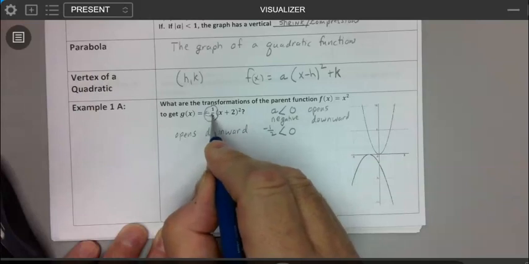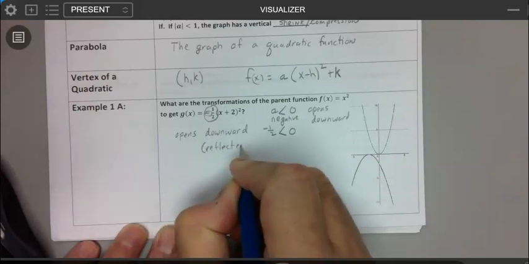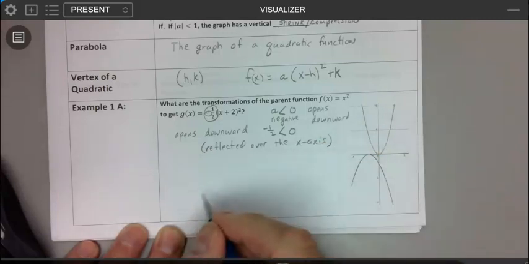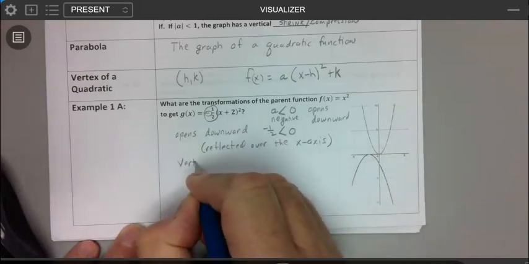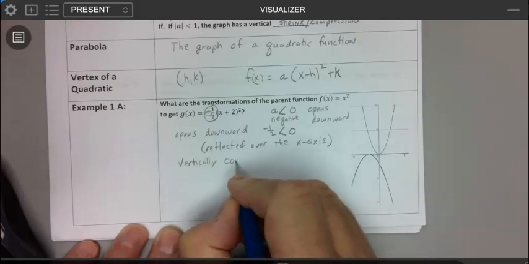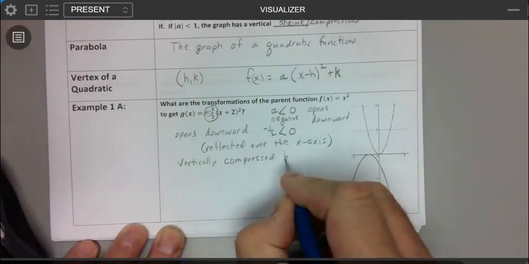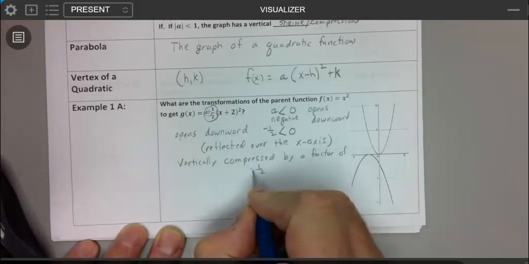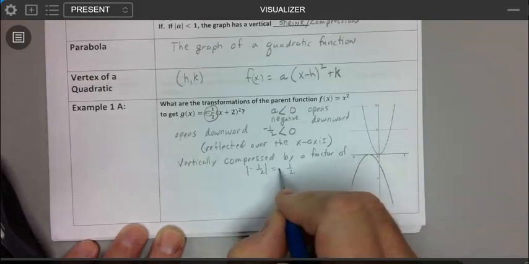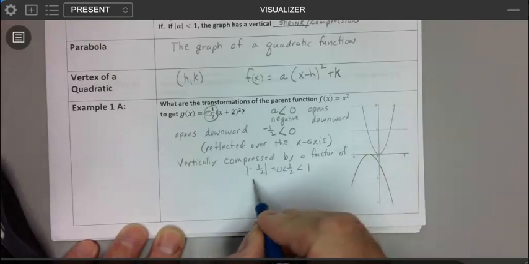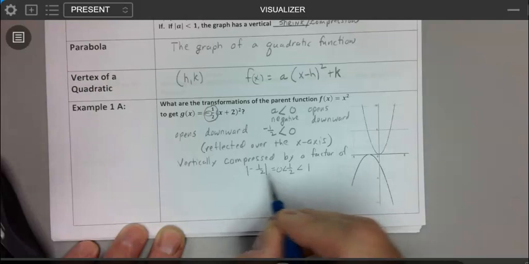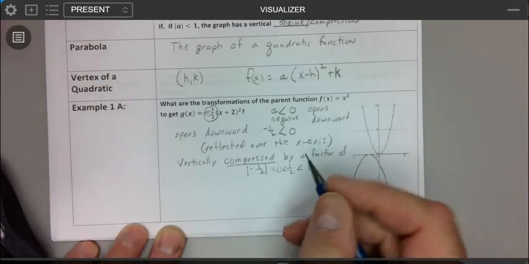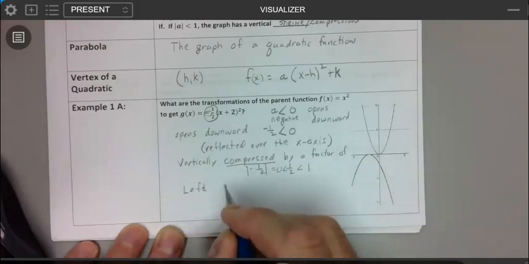And another thing you could say, since we have a negative there, that means it's reflected over the x-axis. Then it's vertically compressed by a factor of 1/2. Remember, the absolute value of negative 1/2 is 1/2, which is between 0 and 1. Since it's greater than 0 and less than 1, it's compressed, and then you're shifting the graph left 2.